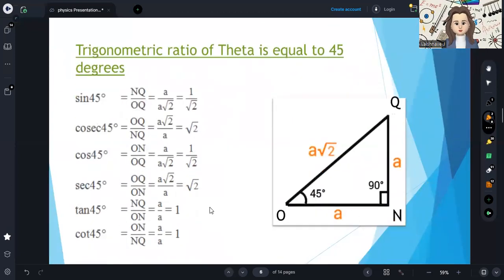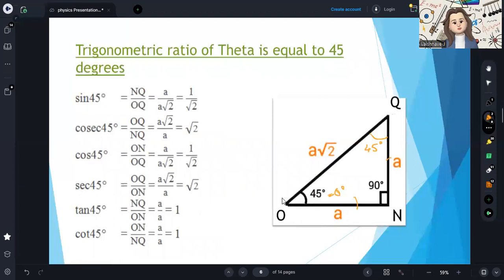Now the next one. We will see trigonometric ratios for a few specific angles. We are taking an isosceles triangle here, meaning these two sides are the same, right? Isosceles triangles, we know the properties. Here we have a few values: the hypotenuse is equal to a root 2, adjacent is equal to a, and opposite is equal to a. From the perspective of this theta, we are taking theta as 45 degrees.